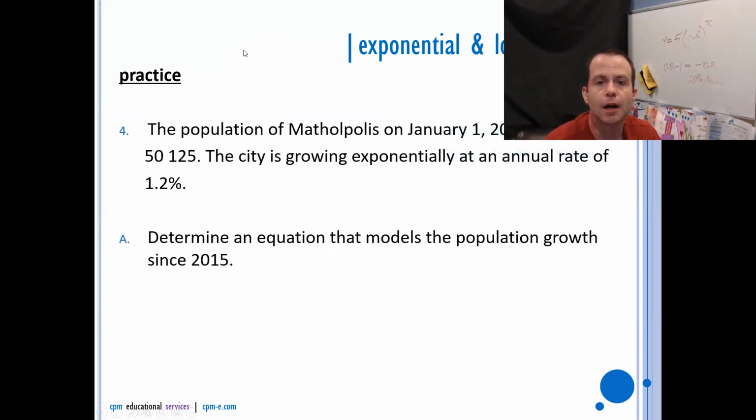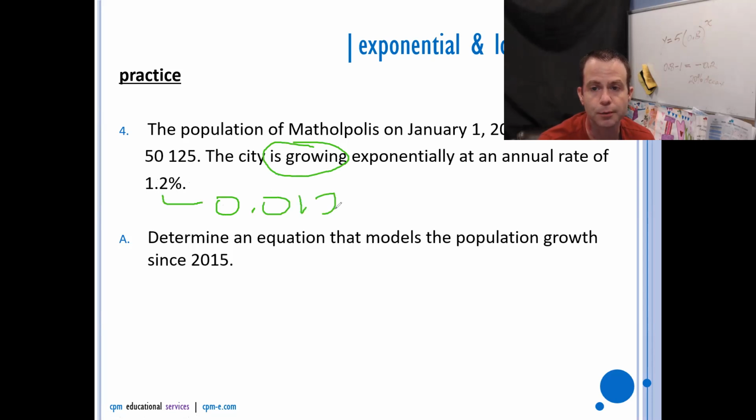Okay, all right. The population of Mathopolis on January 1st, 2015 was 50,125. The city is growing exponentially at an annual rate of 1.2%. So keyword there is growth, okay? If I'm growing, I have to be bigger than 1. So if I'm growing by 1.2%, the first thing I need to do is think about that as a decimal. That as a decimal would be 0.012, right? We just move our decimal place back because we divide by 100. But that's not going to grow. That would be like a catastrophic plague. So to grow, we need to add 1 to it, okay?